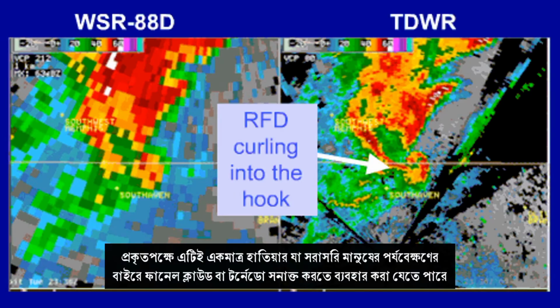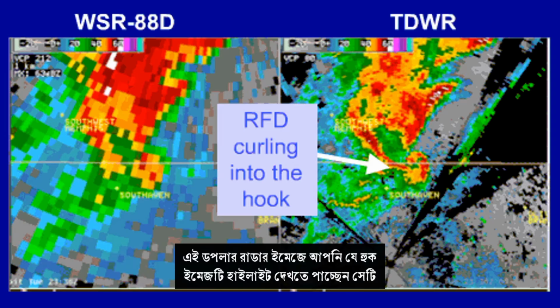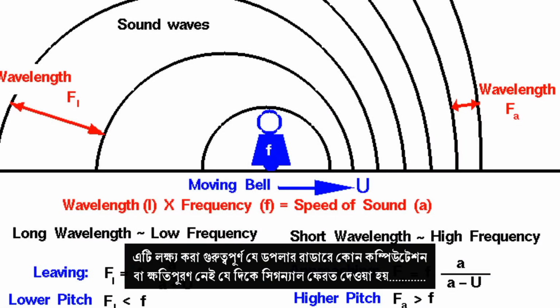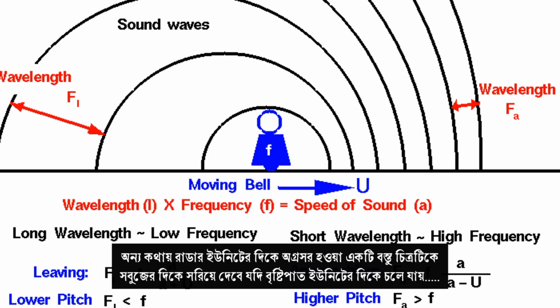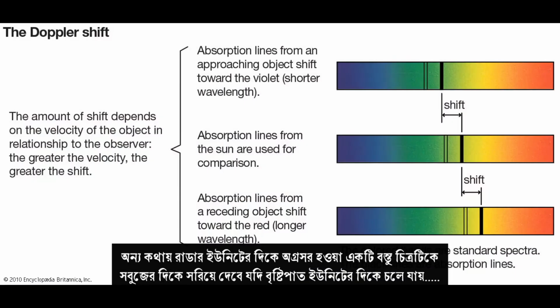In fact, it is the only tool that can be used outside of direct human observation to detect a funnel cloud or tornado. That is the hook image you see highlighted in this Doppler radar image. It is important to note that Doppler radar has no computation or compensation built in for the direction in which the signal is returned. In other words, an object moving toward the radar unit will shift the image towards green if the precipitation is moving toward the unit itself.